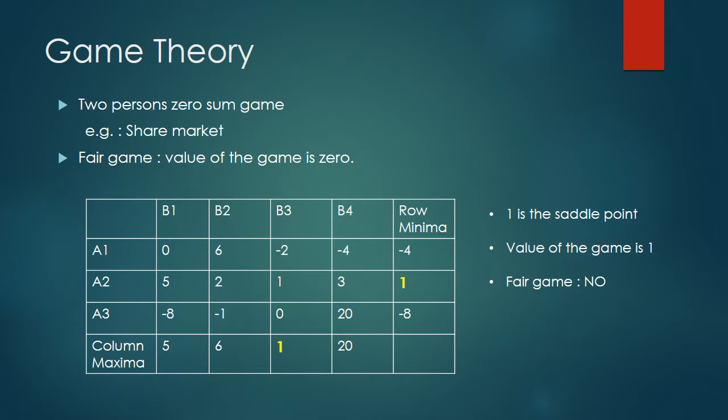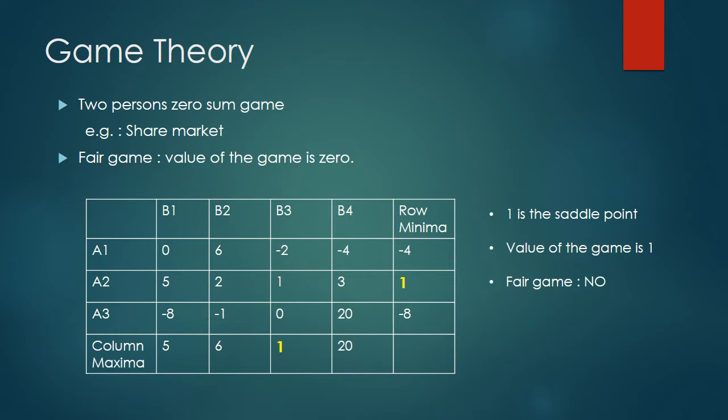Then we learnt about game theory. A game has to be a two-person zero-sum game, where the amount one wins, the other loses. For example, share market. Share market is technically a zero-sum game. A fair game is when the value of the game is zero.